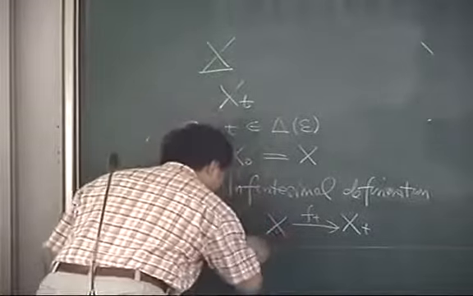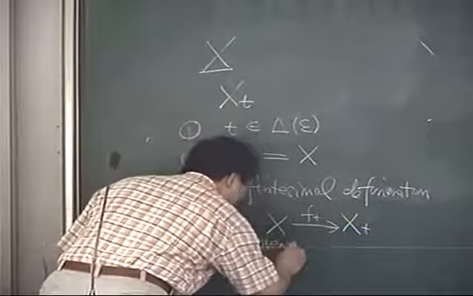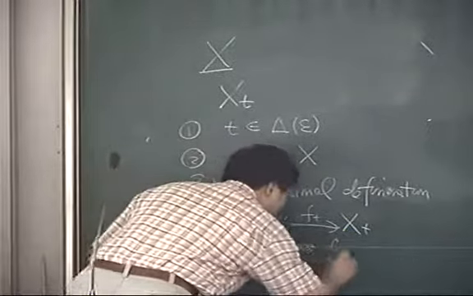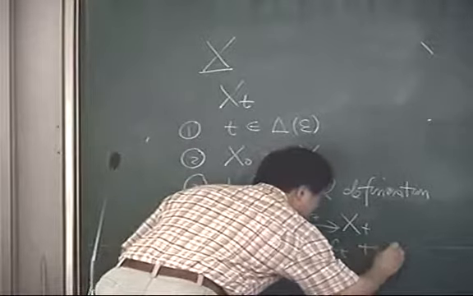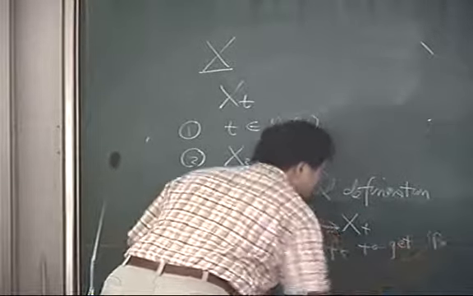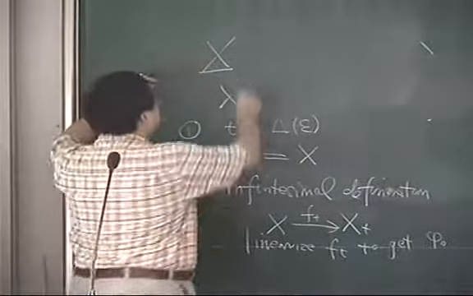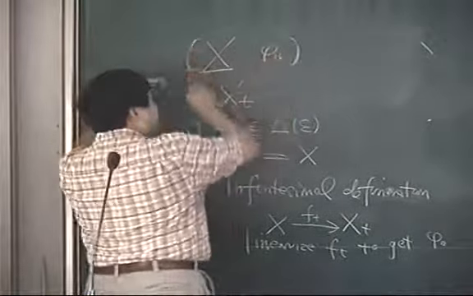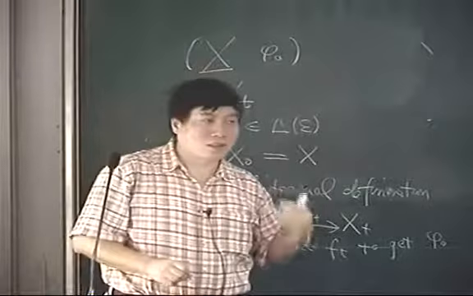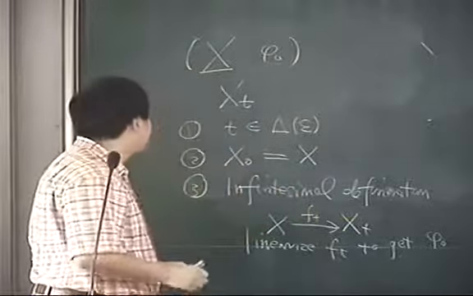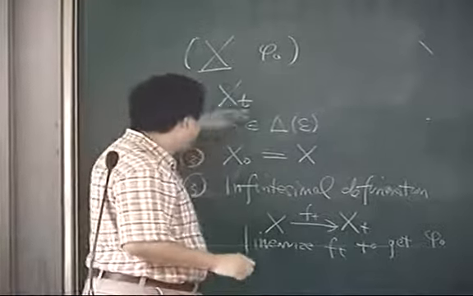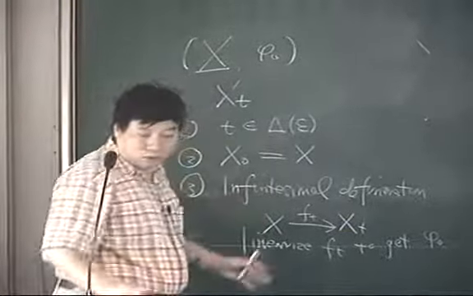So linearize F_t to get phi_0. So maybe I should say, given any compact complex manifold and a phi_0, which is the harmonic form in the T_X valued (0,1) form, can we find a family such that this is true?